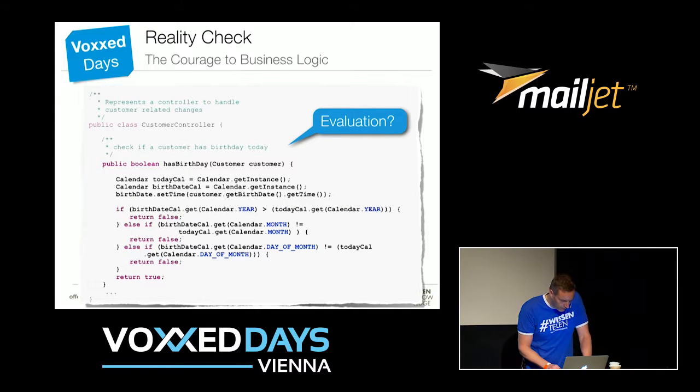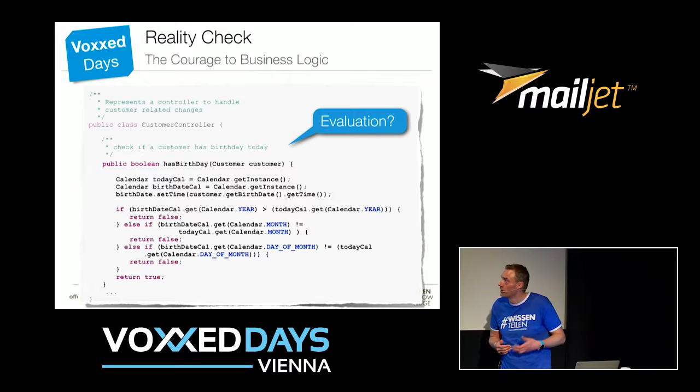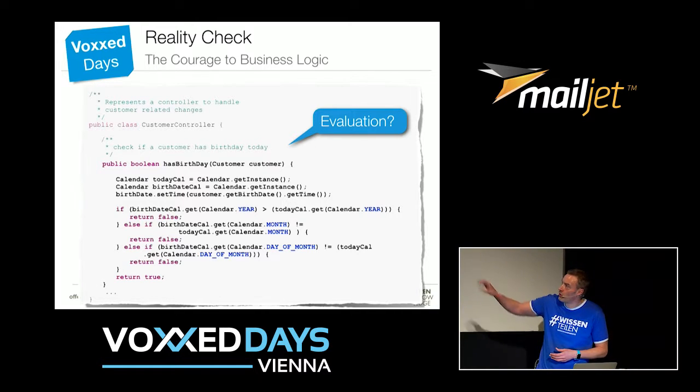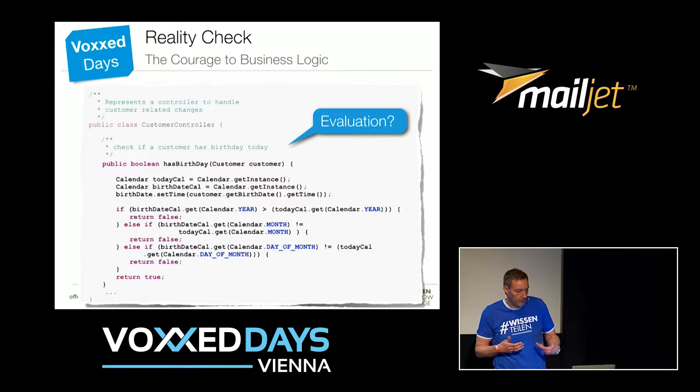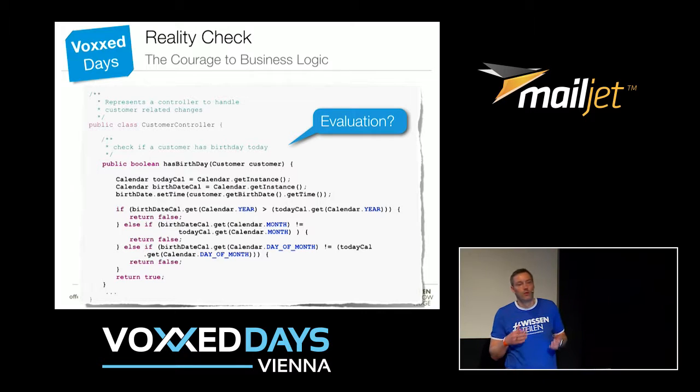Evaluation, another point. This time we want to know if today is the customer's birthday, and what we have is a lot of code calculating, evaluating if it's the customer's birthday today. Also in a use case controller again. This is something we see also very often. Same problem as before. We have duplicated code all over our code base.